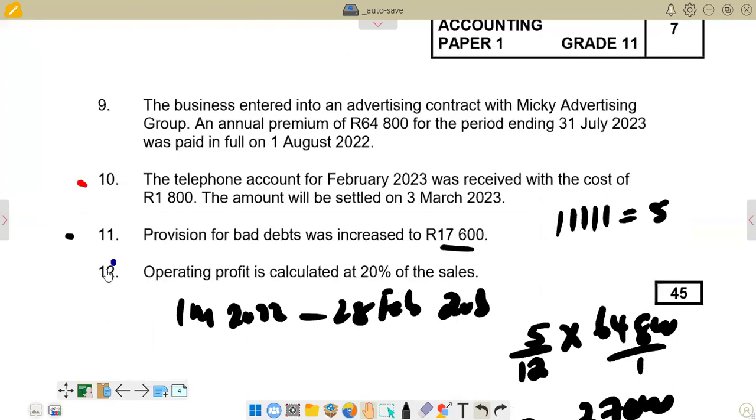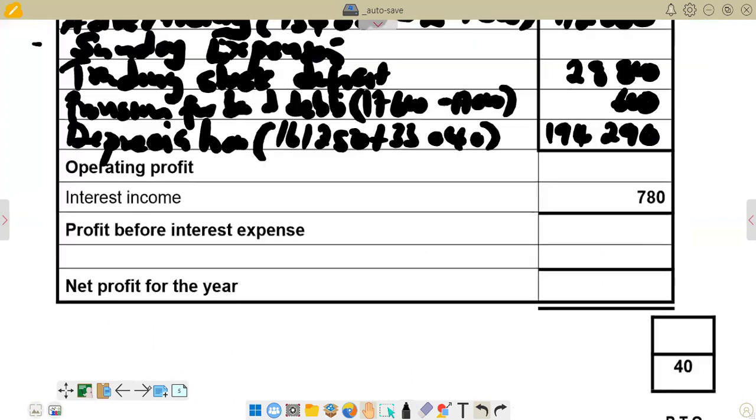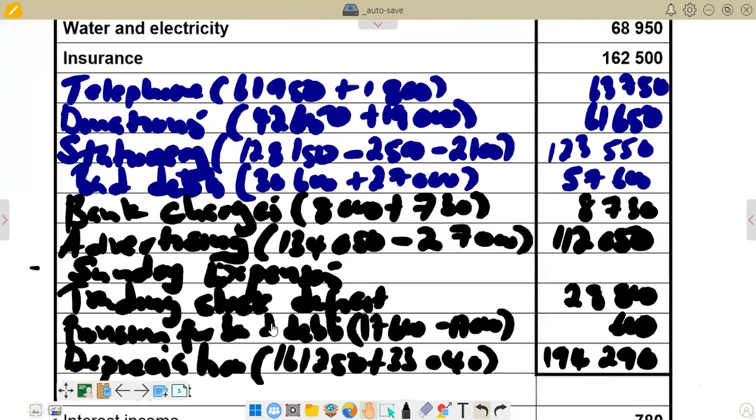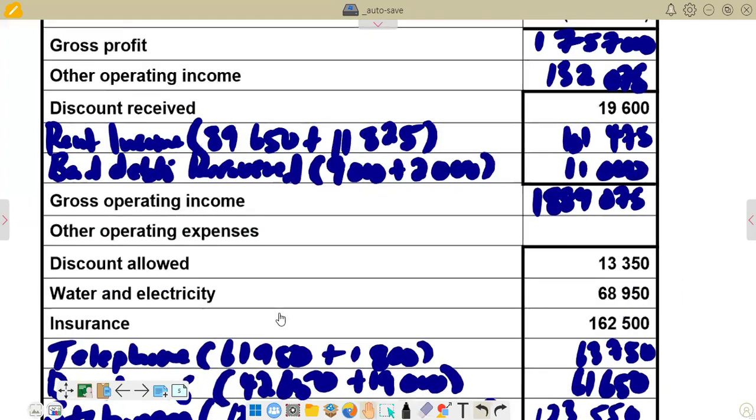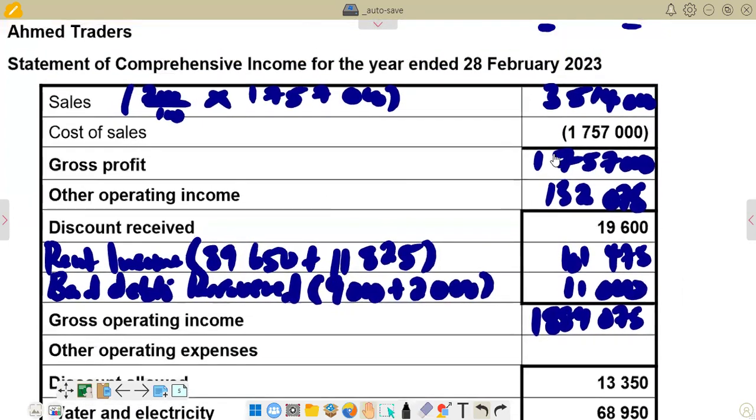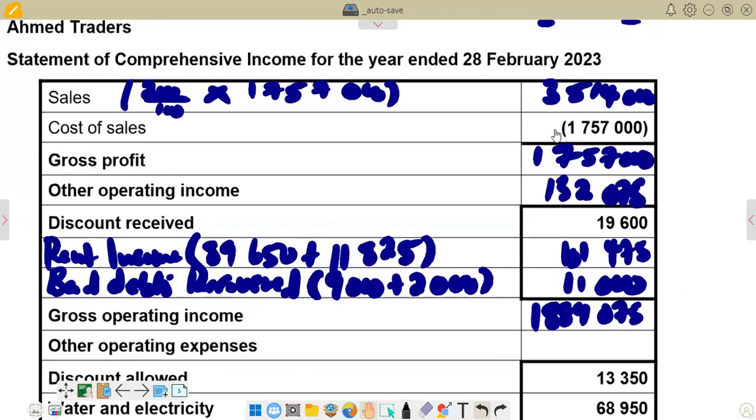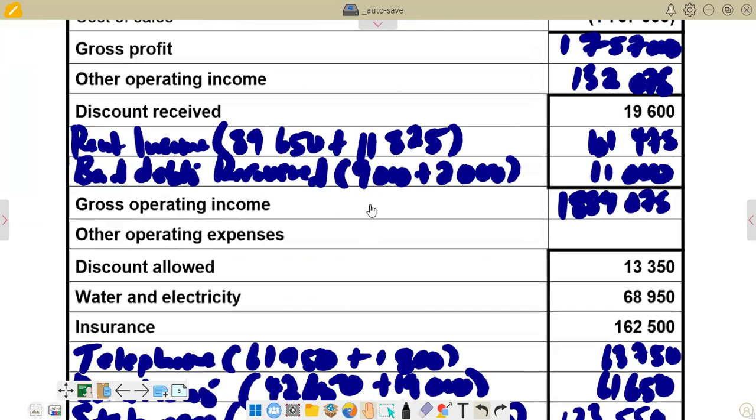But if you come to item 12, it reads operating profit is calculated as 20% of the sales. As simple as that. So the sales figure, remember we have it. You're going to say 20% of the sales figure that you get is the operating profit. If you come here, you see that the sales figure that we have is 3,514,000. So you're going to say 20% of 3,514,000, then you get your operating profit.